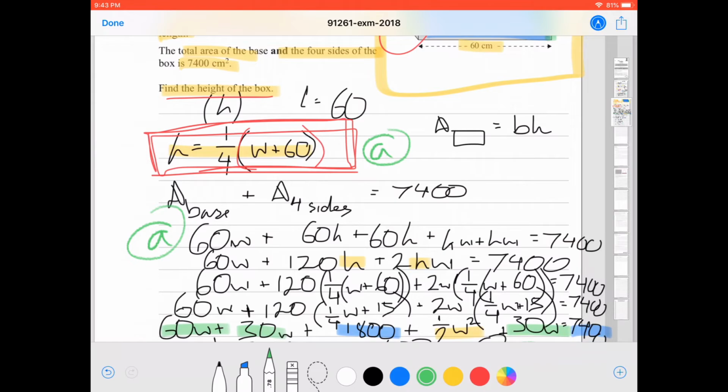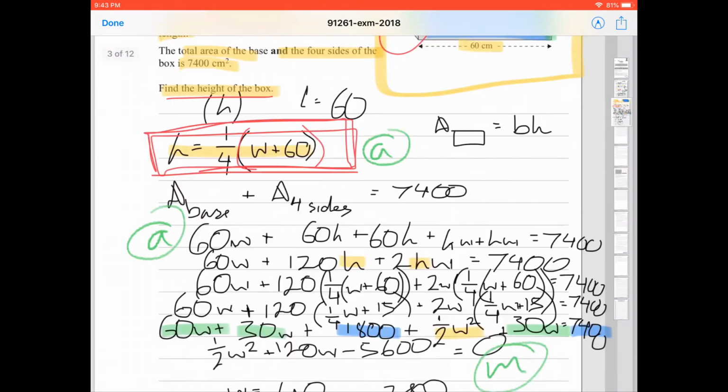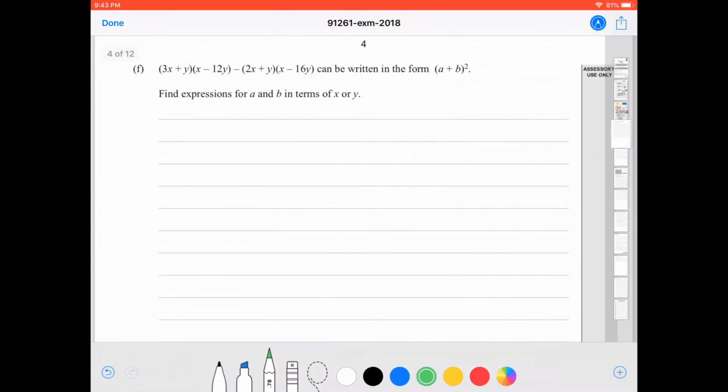Okay, moving on to question 1F, it says 3x plus y times x minus 12y minus 2x plus y times x minus 16y, this long expression here, can be written in the form a plus b all squared. Find expressions for a and b in terms of x or y.